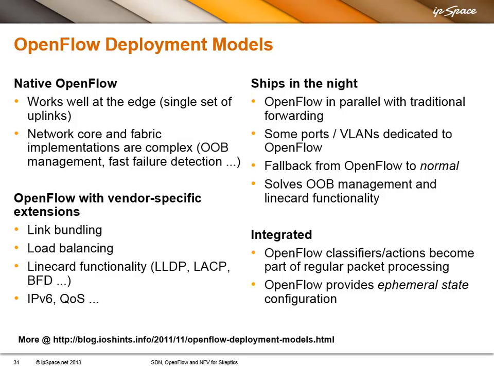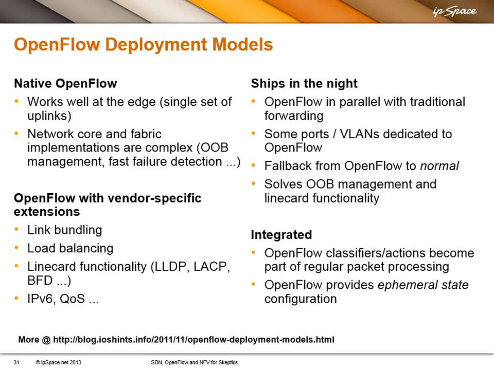Some academics are using OpenFlow in the so-called ships in the night model. They are using OpenFlow in parallel with traditional forwarding. So, for example, you enable OpenFlow on some ports or only on some VLANs, or you use OpenFlow to classify the traffic and then you drop it into normal processing. So you don't have to reinvent all the wheels because the wheels are still turning in the traditional switching mode.